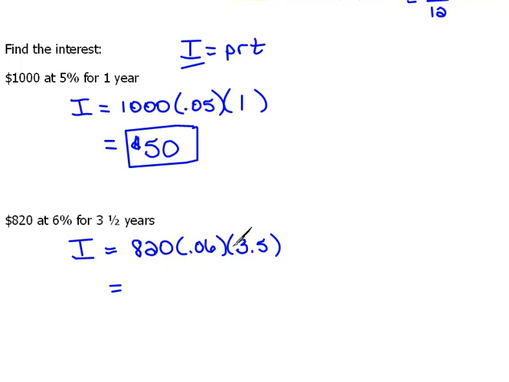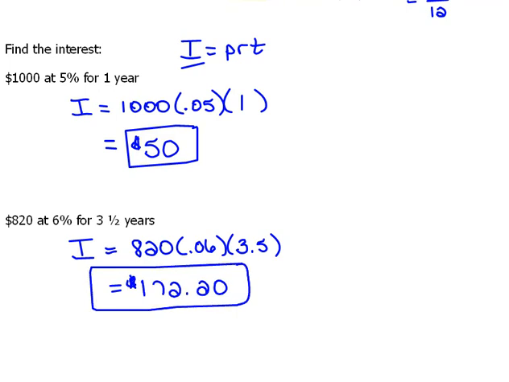And now you can just multiply that on your calculator. 820 times 0.06 times 3.5, and we should get $172.20. That would be the interest after 3.5 years.